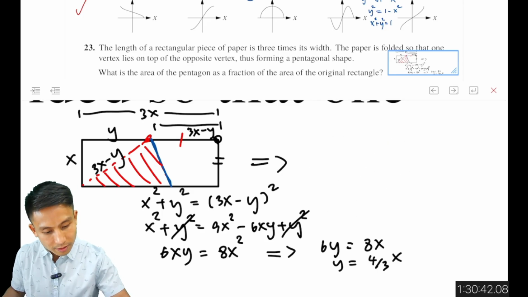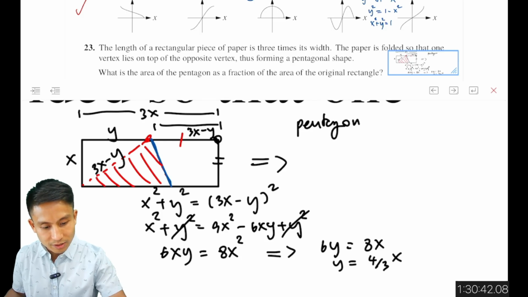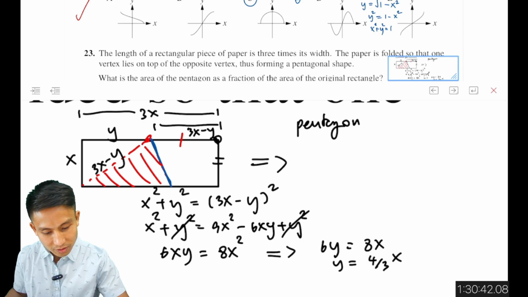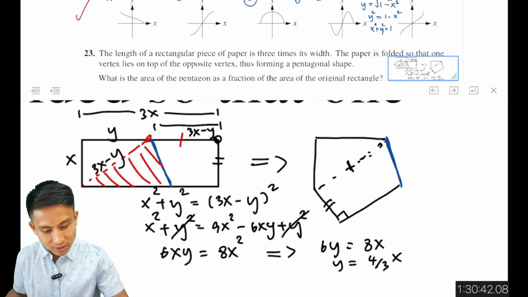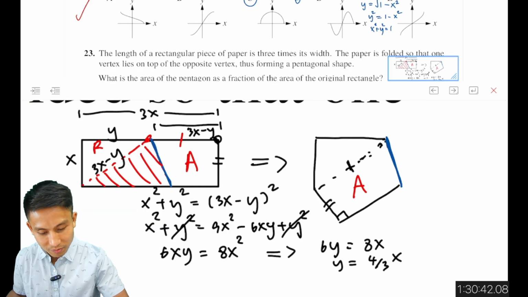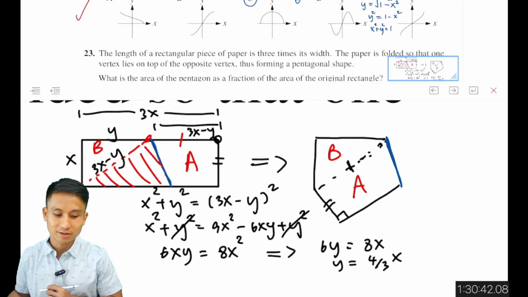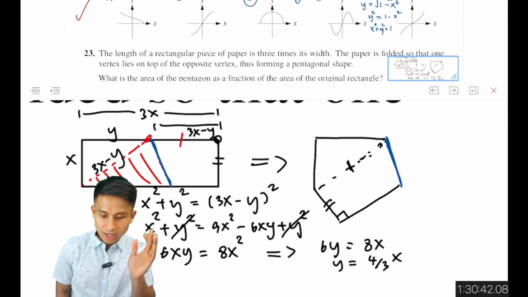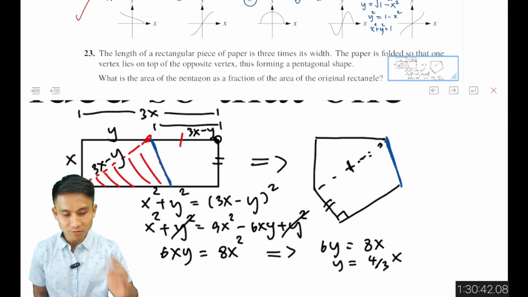So for the pentagon, when you fold, you're going to fold this side over to, let me bring up the pentagon again. So basically this area A is going to be this area A, and this area B is going to be this area when you fold it. Try to visualize that. Now, how do we find this area then?